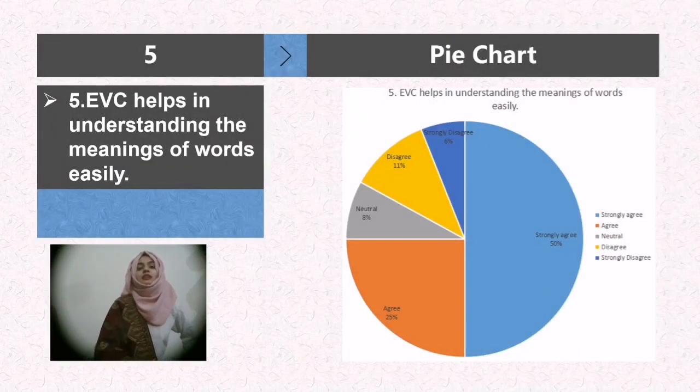Moving toward the fifth question, the fifth statement asked was EVC helps in understanding the meanings of words easily. This question was asked to judge the effectiveness of EVC for learning the meanings of complex vocabulary items. The answer of this question helped in understanding the productivity or creative nature of EVC. So the responses given by students were: 50 students stated strongly agree, 25 of them said agree, 8 students stayed neutral, 11 were favoring disagree, and 6 students narrated strongly disagree. So basically this shows that EVC is productive in learning the meanings of vocabulary items.